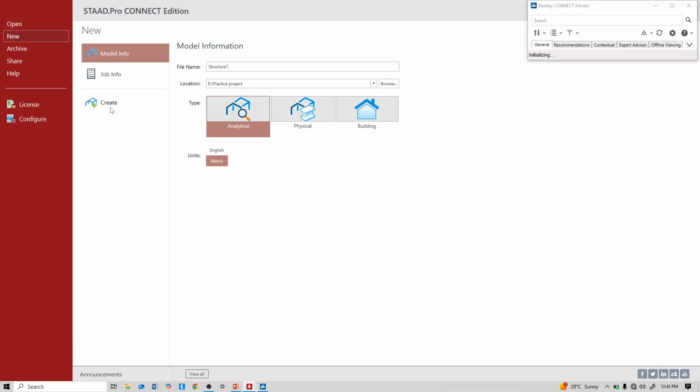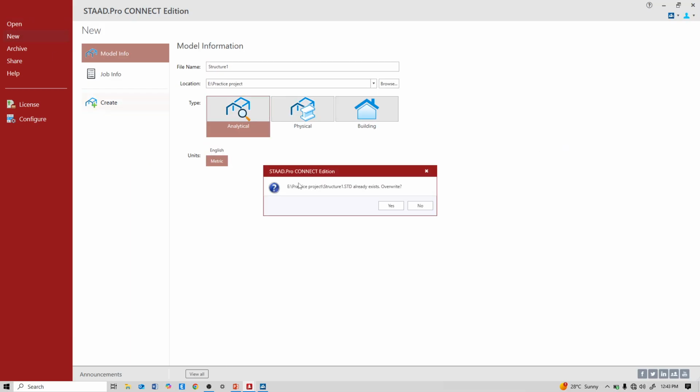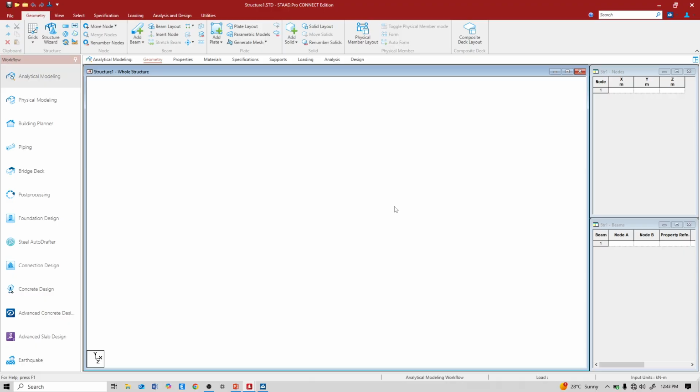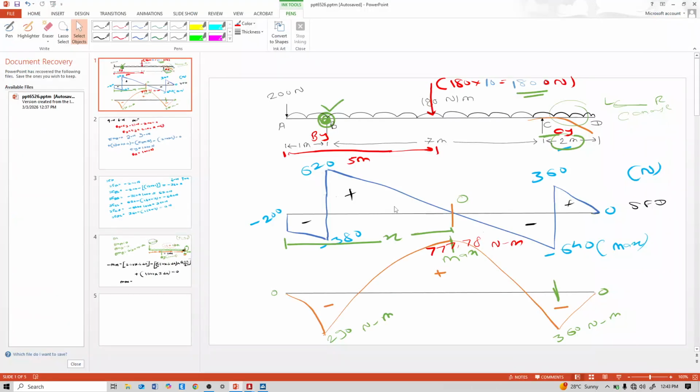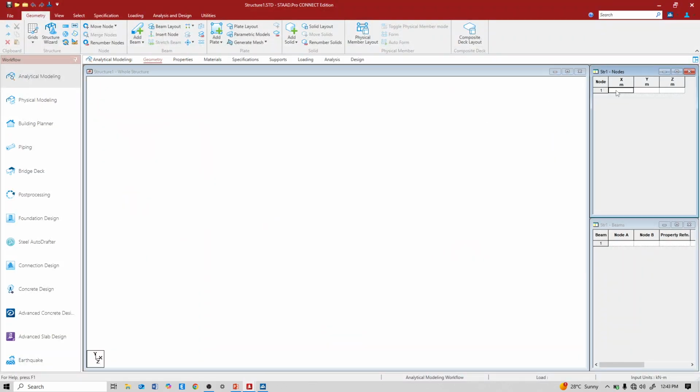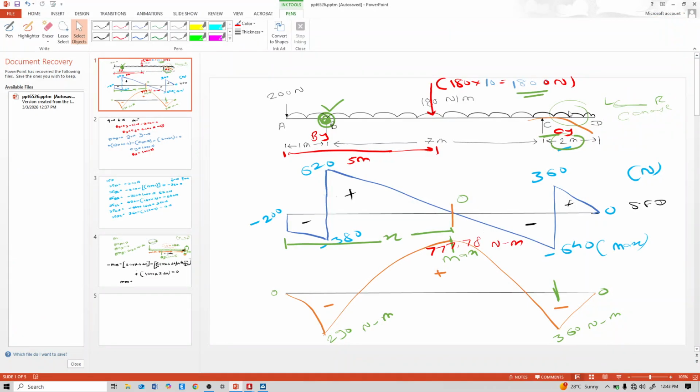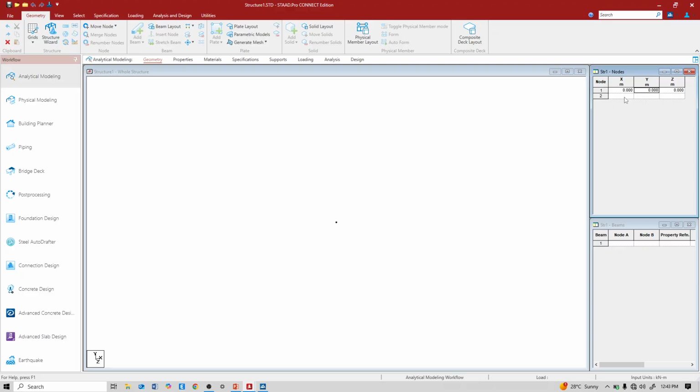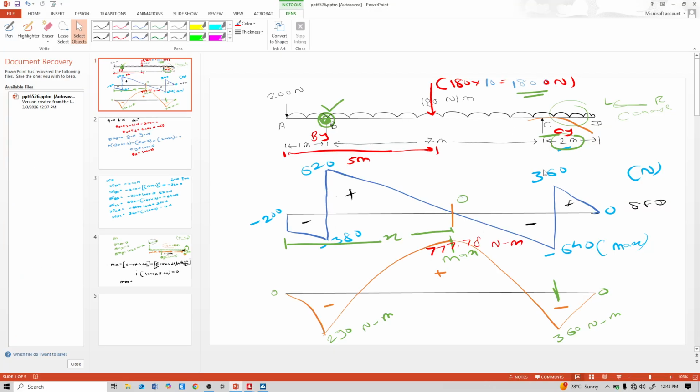Create a new model. The total length of this beam is 7 plus 1 is 8, plus 2 is 10. So 0 to 1 is the B support, and 0 to 1 and 8.